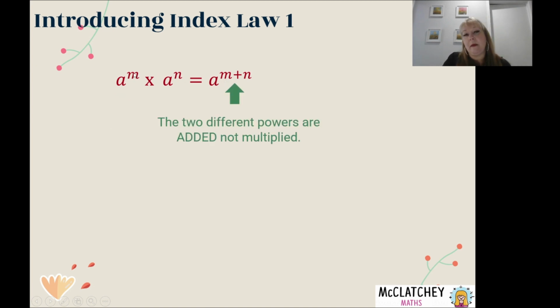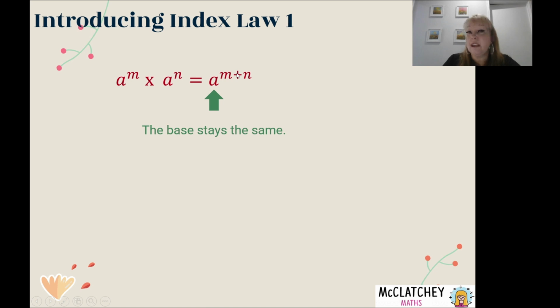So if this was a power of 2 and this was a power of 3, it's 2 plus 3. And it always helps when you're starting out, when you're applying this rule, to show your working by showing the addition here. So you notice then that the base does not change. We don't have M or N as part of our base.